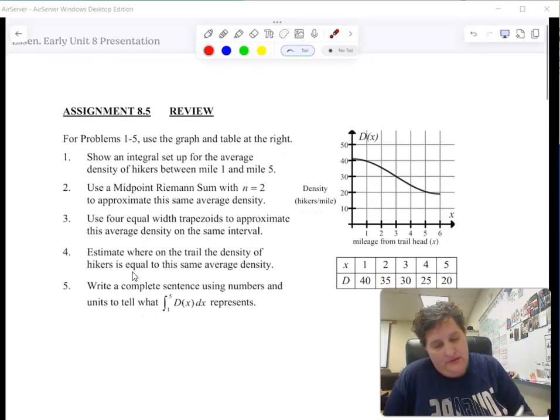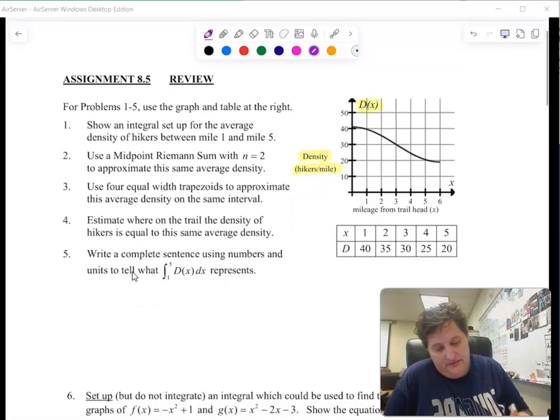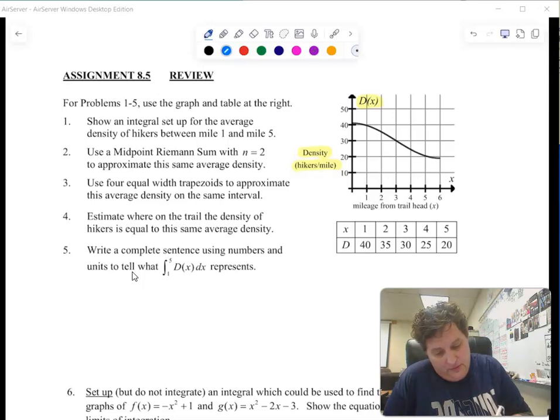Okay, this is a graph for the density of hikers per mile on a specific trail. All right, show an integral setup for the average density between mile 1 and 2. Okay, this is important, guys.